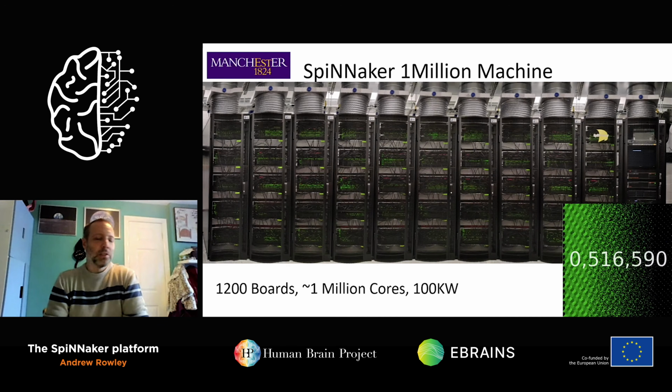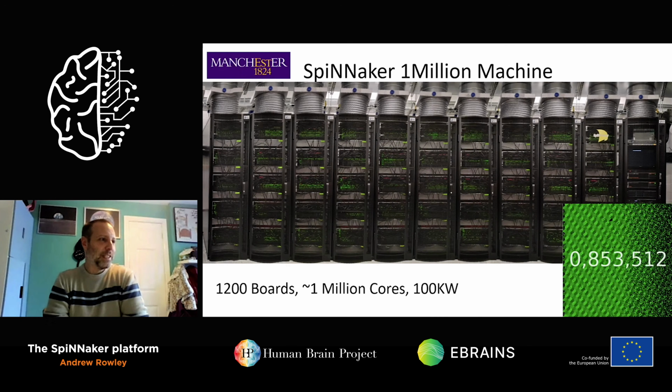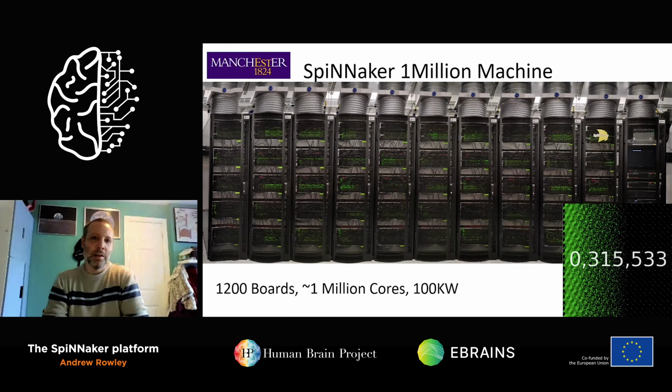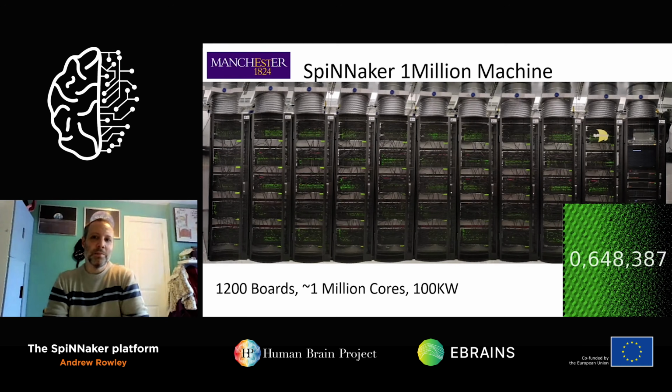Now, because the boards are so tightly packed together like this, we do have to have a cooling system in place for this. Technically, although the boards don't use much power by themselves, all these boards so tightly packed together do. And the whole system with those 1 million cores and the cooling system uses about 100 kilowatts of power, which is still considerably less than a system built with traditional computers of the same sort of scale.